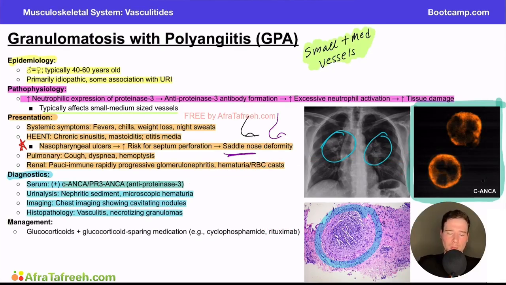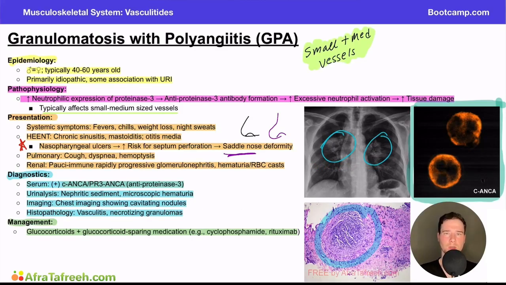Now, when we think about the management here, this is typically going to involve glucocorticoids and glucocorticoid-sparing medications such as cyclophosphamide and rituximab. There's kind of a theme here with some of these vasculitides, right? A lot of the treatment options depends on how severe the disease is. If it's not very severe, they might just need low-dose medications with glucocorticoids and maybe something like methotrexate. But as it gets more and more severe, you have to increase those dosages of glucocorticoids and consider some other medications as well.